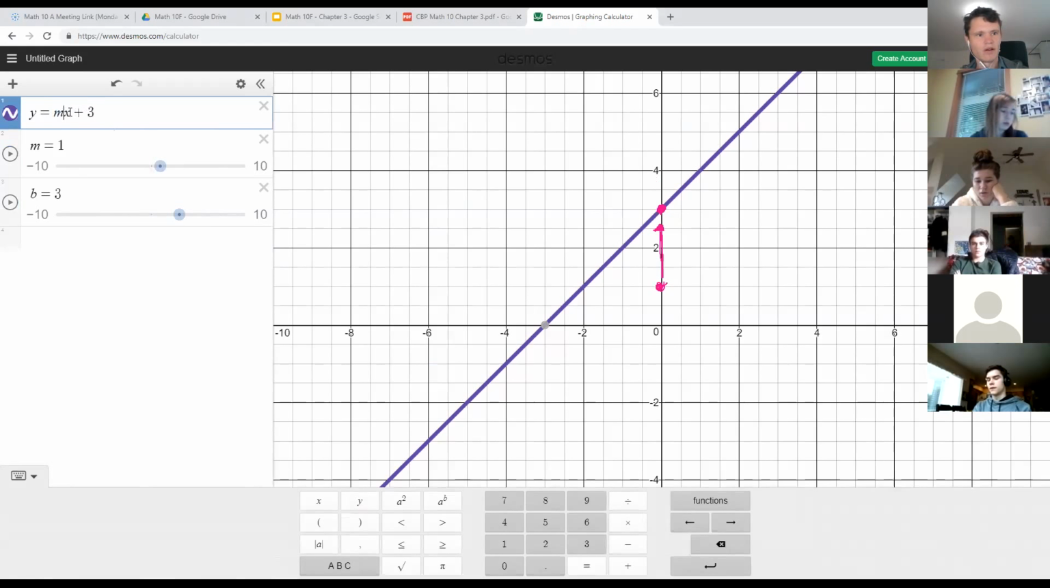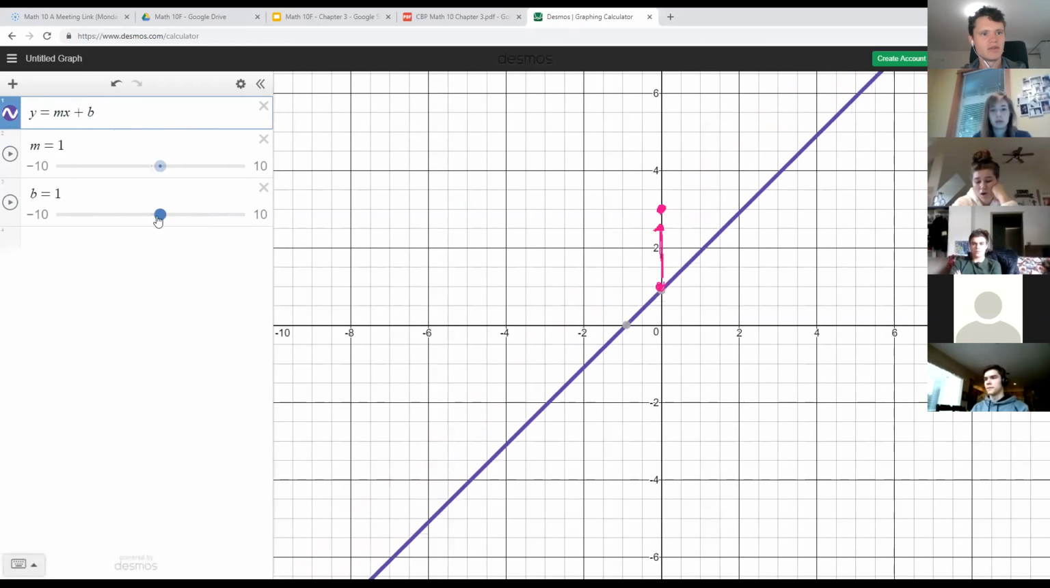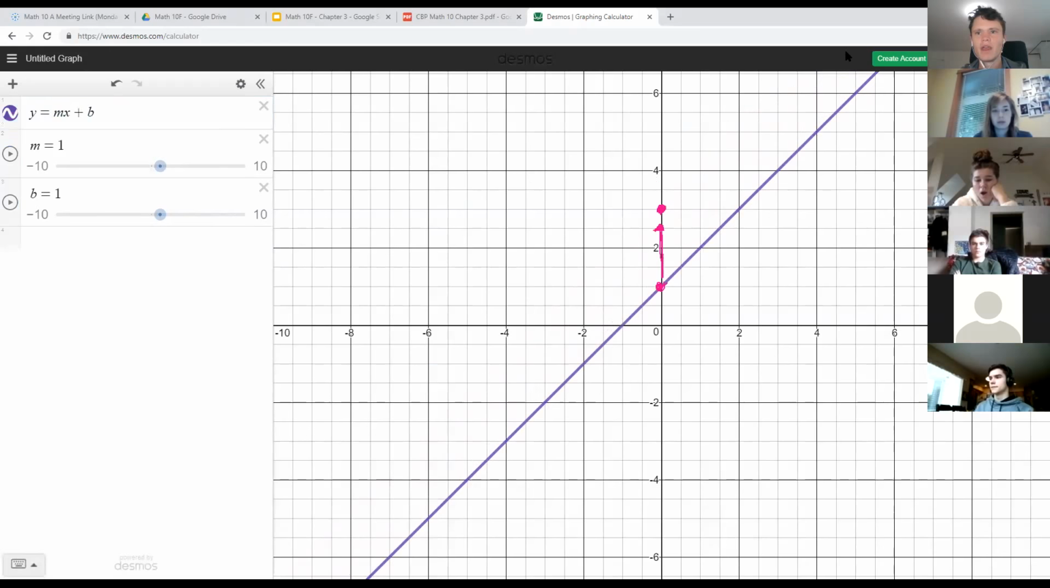All right, let me put the m and the b in there again. I'm going to bring that b down to 1 one more time. I just want you to see what happens when I change this m value. If I increase m, we talked about how that m value was slope, which is kind of like the steepness of this graph.